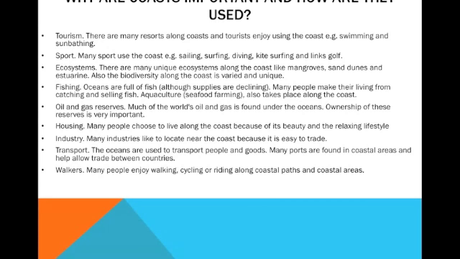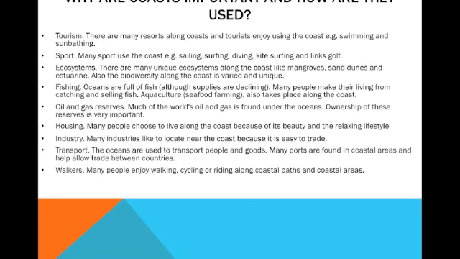Fishing. Oceans are full of fish, although supplies are declining, but many people make their living from catching and selling fish. Aquaculture, which is seafood farming, also takes place along the coast. Oil and gas reserves. Much of the world's oil and gas is found under the oceans. Ownership of these reserves is very important.